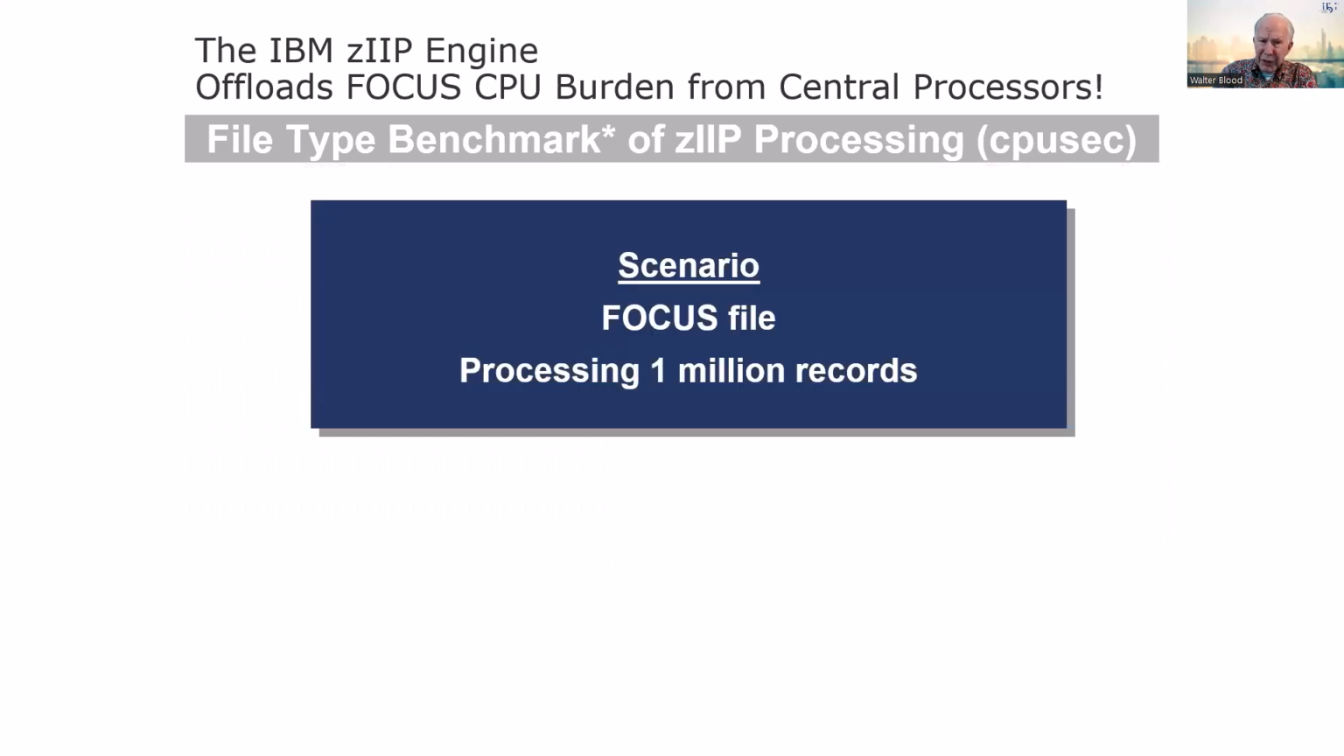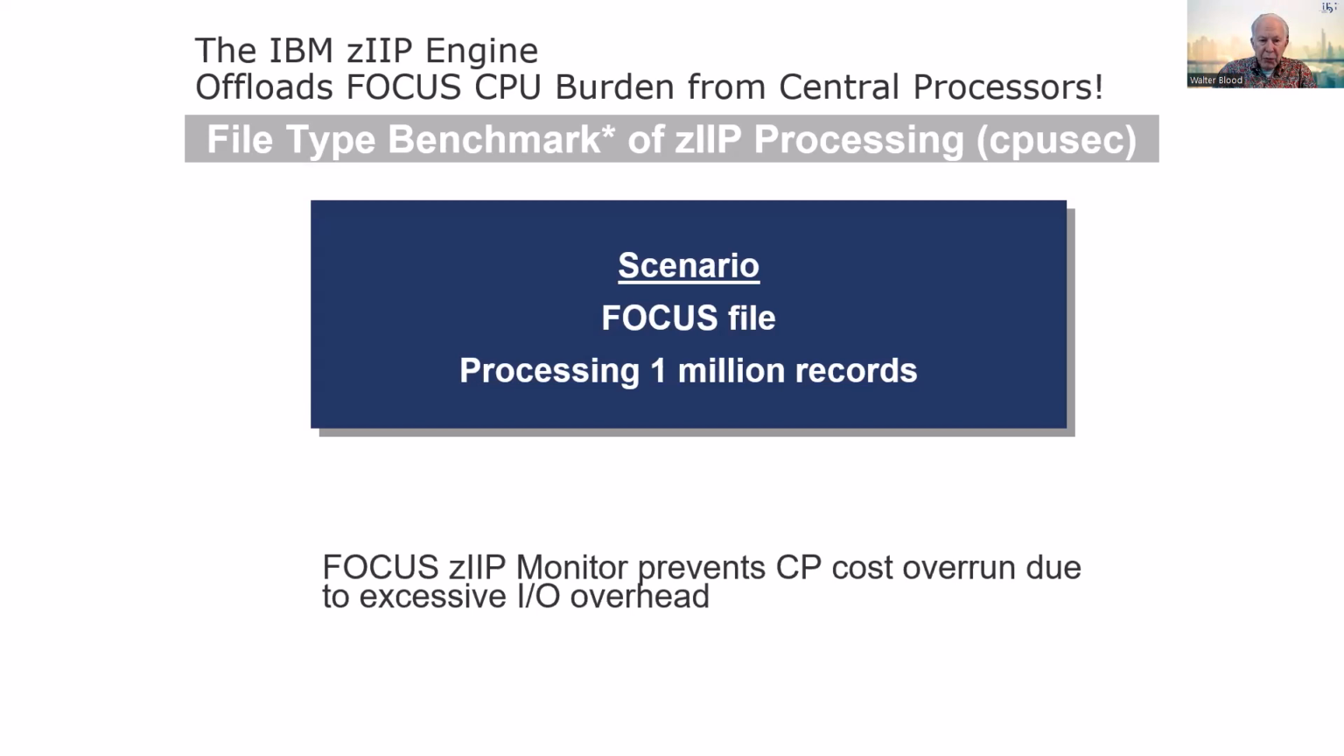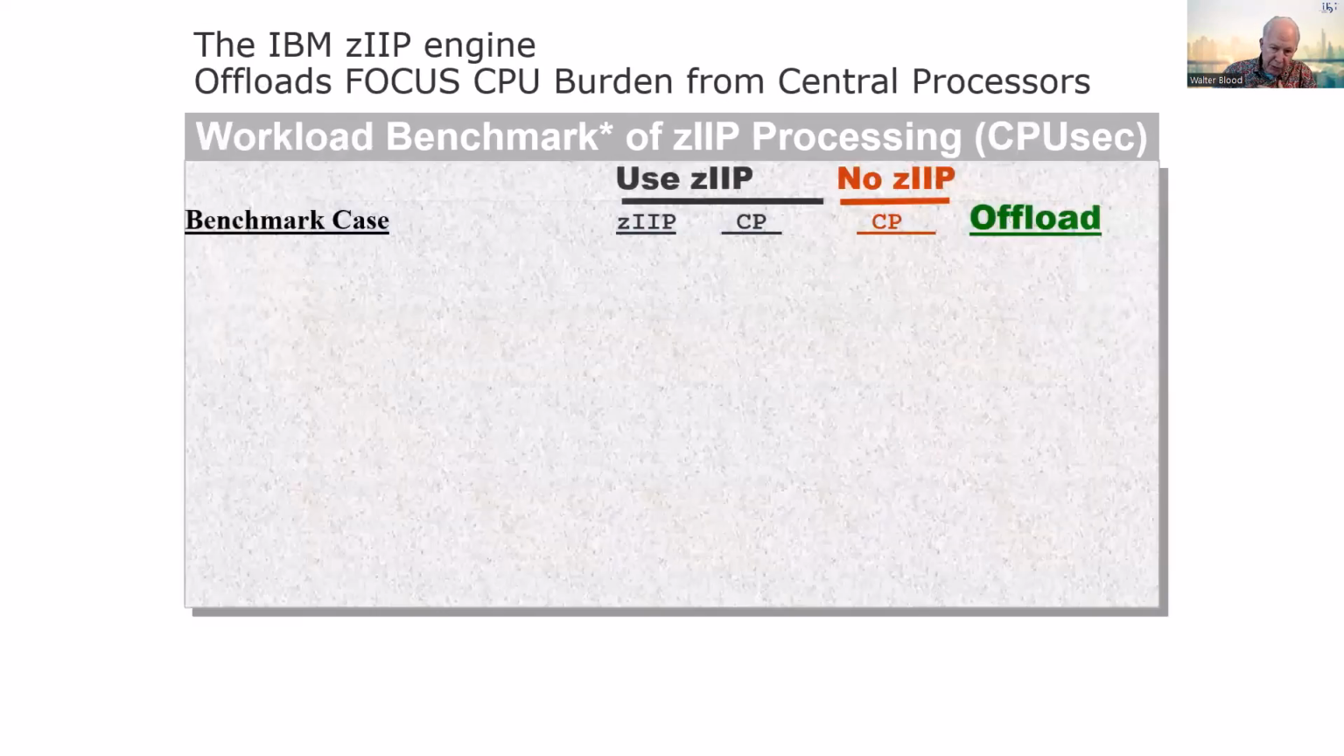Let's take a look at another scenario. In this case, we'll be looking at the types of jobs that are going to be done. We'll look at 4 types of jobs. The scenario is going to work with a very large focus file processing over 1 million records. Again, we'll take a look. We will have the focus zip monitor preventing the CP cost overrun, and we'll assume that we'll have 100% of the zip capacity available to us.